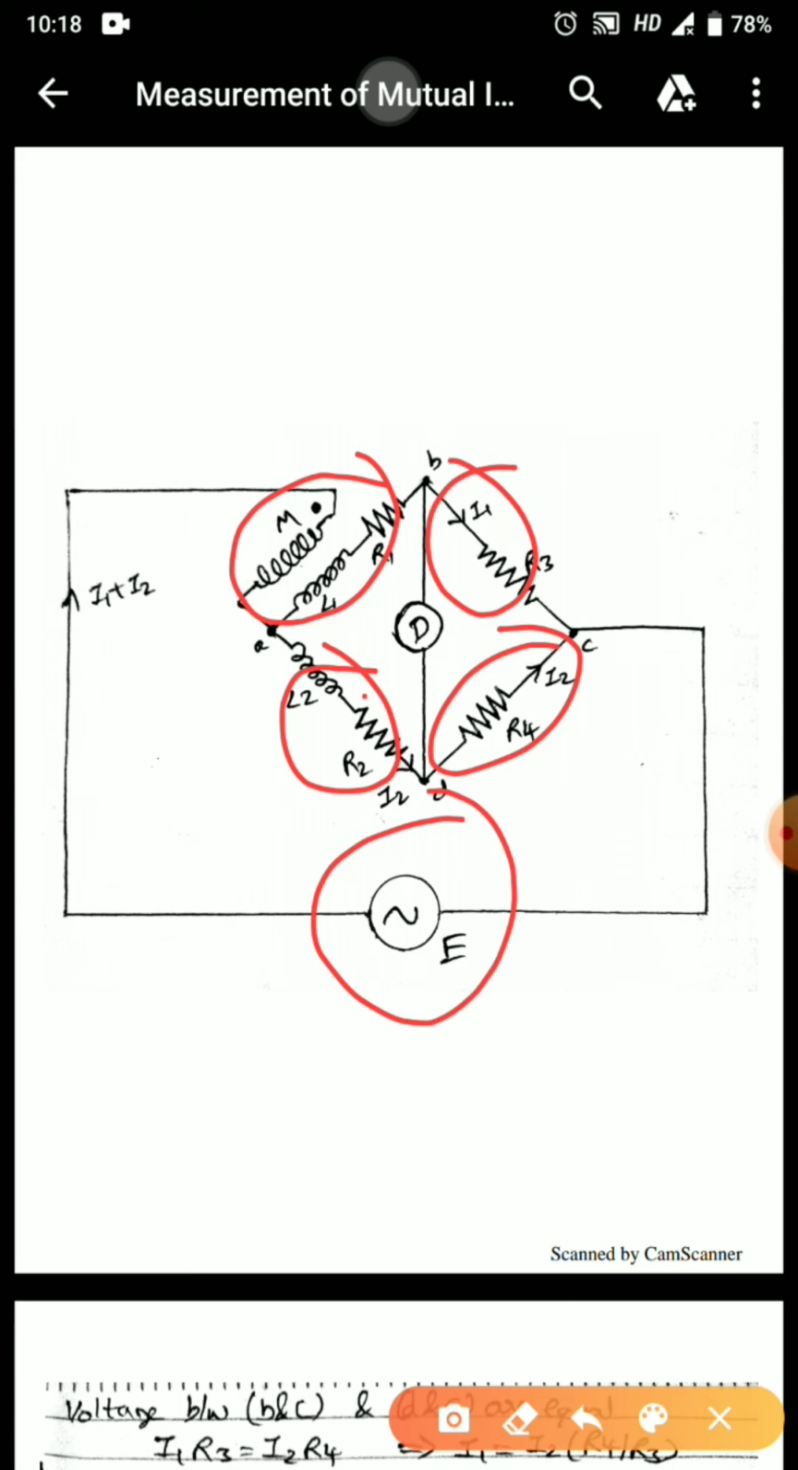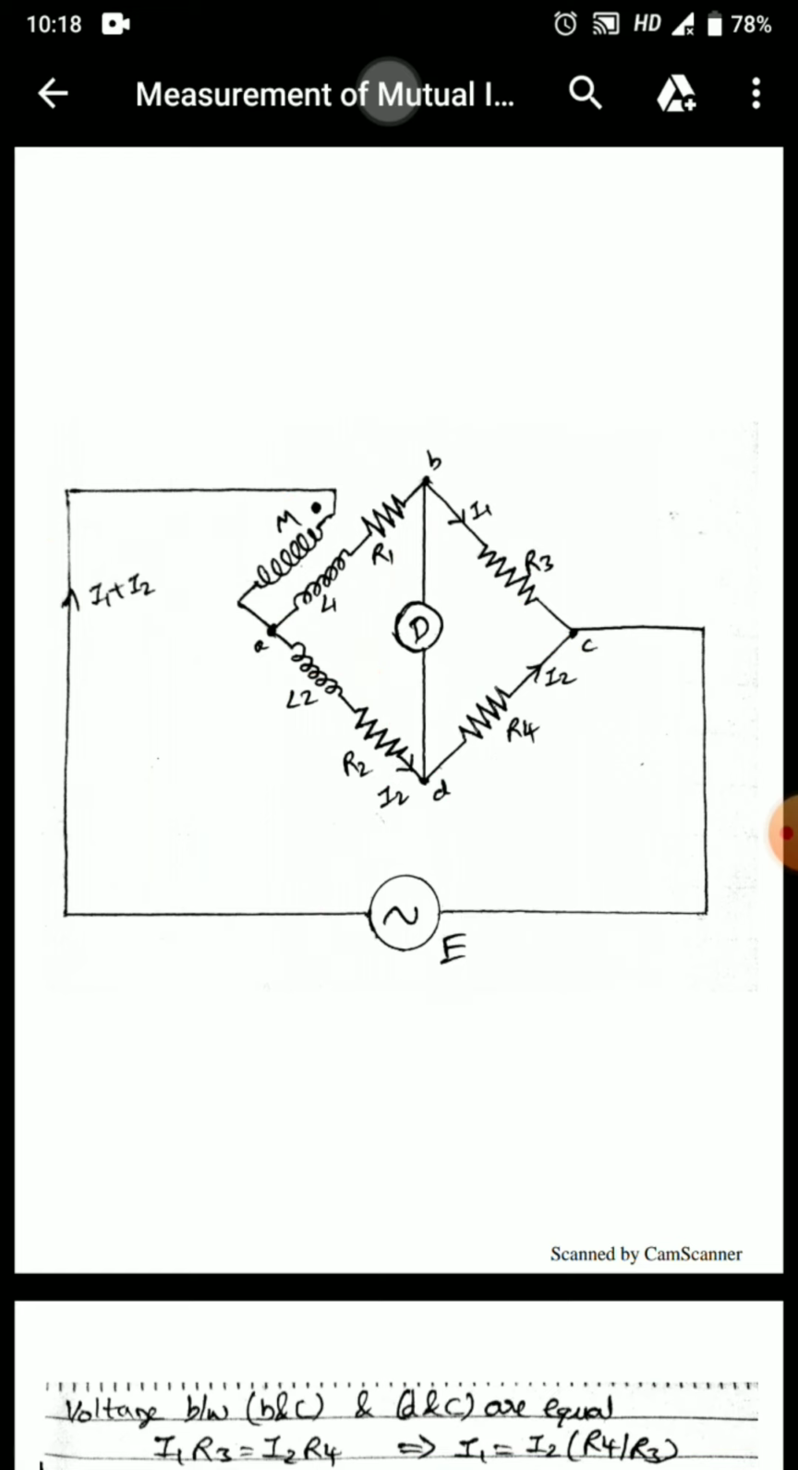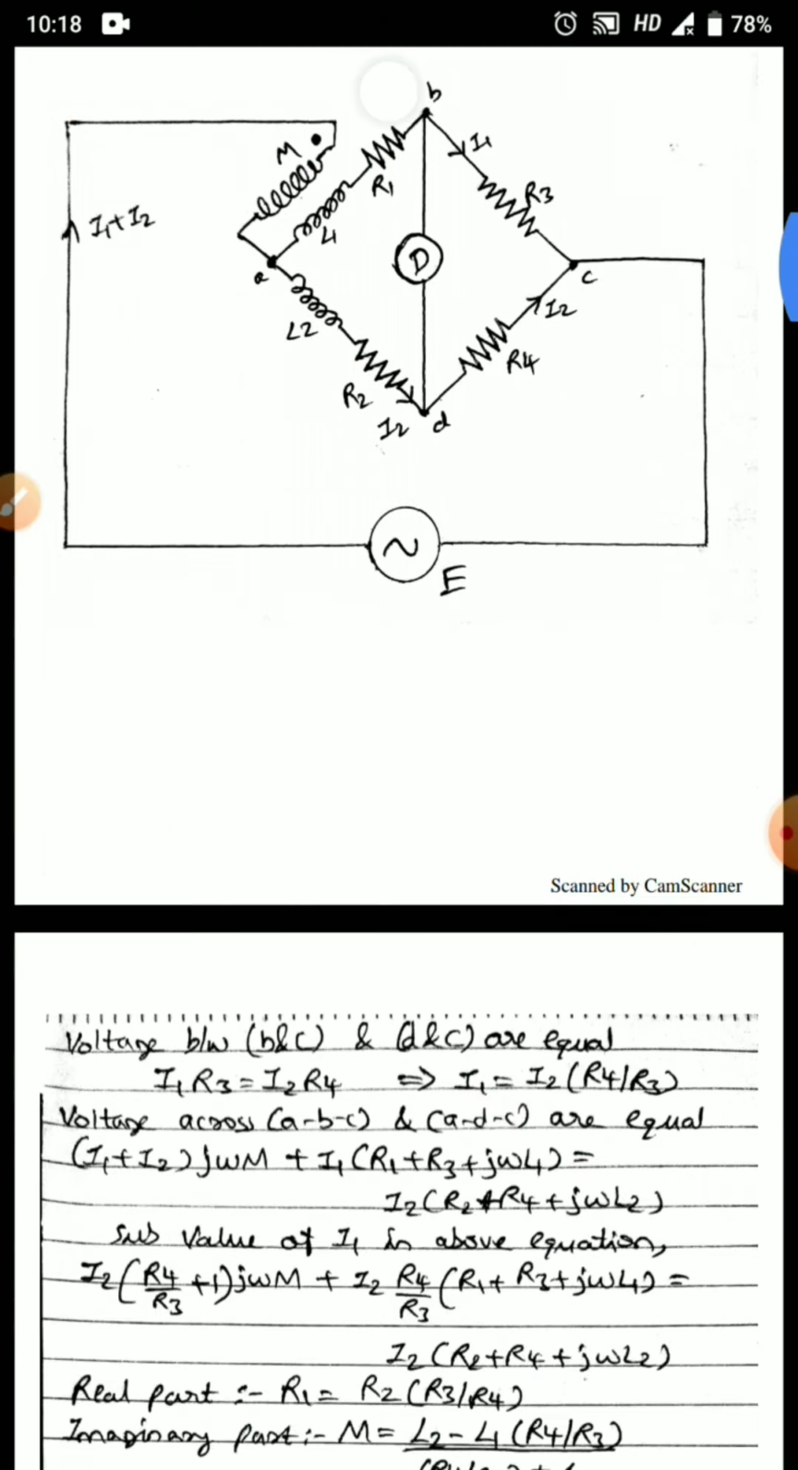A source of supply E is connected. From the source of supply, current I1 plus I2 proceeds out. I1 is passing to the first arm and going to the third arm, and I2 is passing to the second arm and going to the fourth arm. Now moving further, let us look into the derivation of this Heaviside mutual inductance bridge.